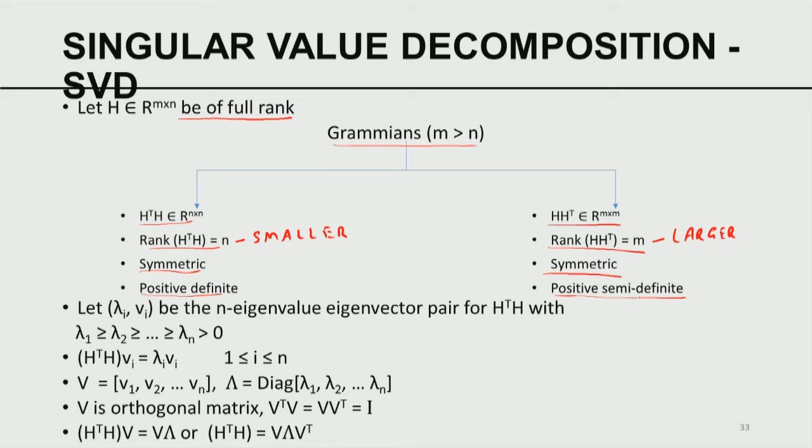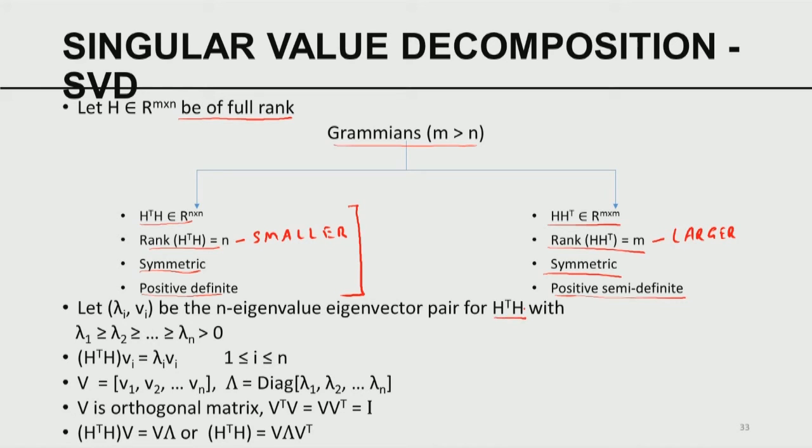That essentially comes from the rank conditions for the product of matrices and the given rank of H, because we are considering the case M is greater than N. That is fixed. But these are two different Gramians, one smaller, another larger. Because it is cheaper to work with smaller matrices, I am going to consider first the eigen analysis of H transpose H.